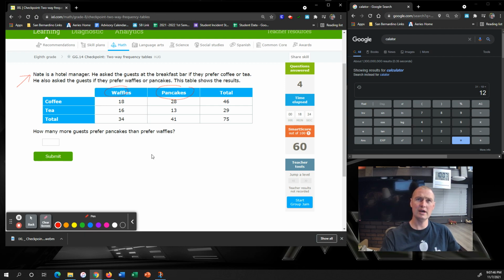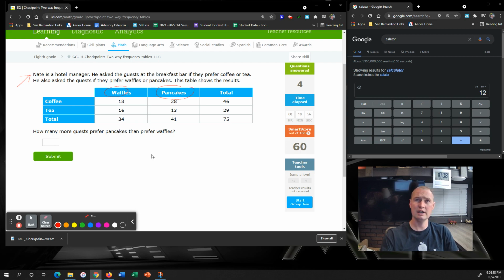Nate is a hotel manager. Okay, so a hotel manager is somebody that is in charge of running the hotel. He asked the guests at the breakfast bar if they preferred coffee or tea. Okay, so they're comparing coffee and tea. He also asked the guests if they prefer waffles or pancakes. They're both actually pretty good. This table shows the results. Okay, so we've got coffee and tea and waffles and pancakes. So we're comparing two things at the same time. All right, how many more guests prefer pancakes than waffles?